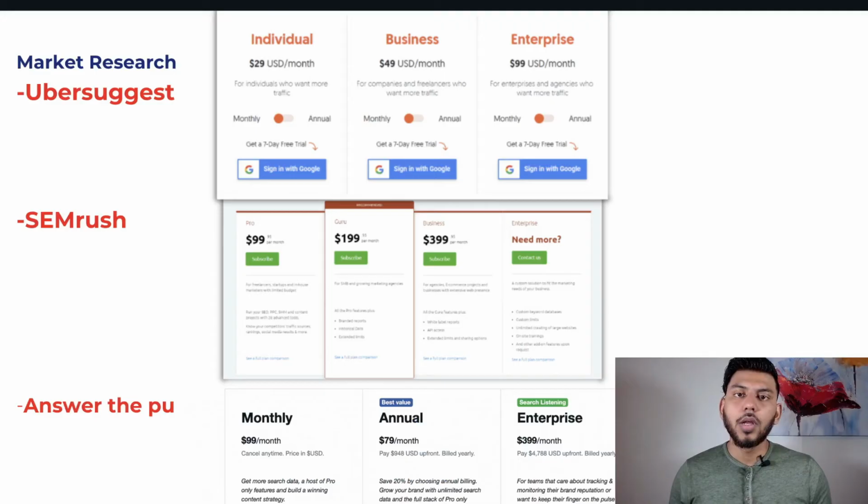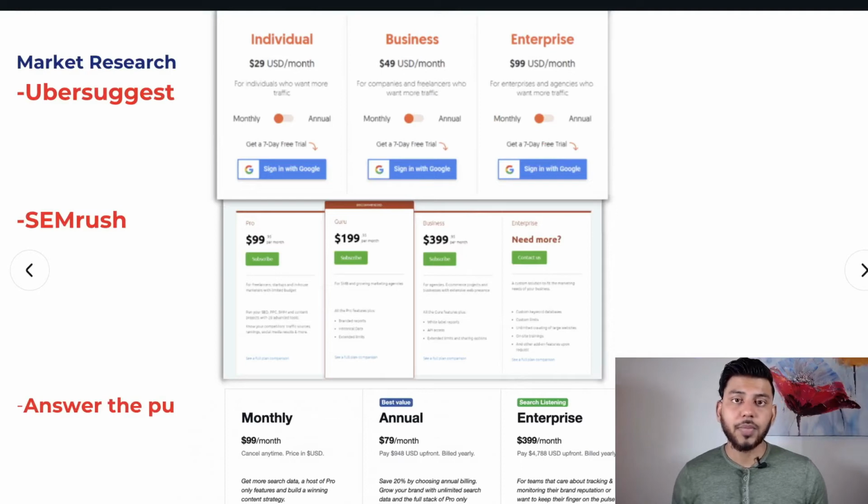So here's the price comparison between SEMrush, Ubersuggest, and Answer the Public. The reason why we recommended Ubersuggest is because of its monthly price. The individual plan starts at $29 per month and goes all the way up to $99. While SEMrush starts at $99 and goes all the way up to $400 per month. But keep in mind, with SEMrush, you have access to a lot more features, you have access to a lot more information, and you're able to do a much deeper market research.